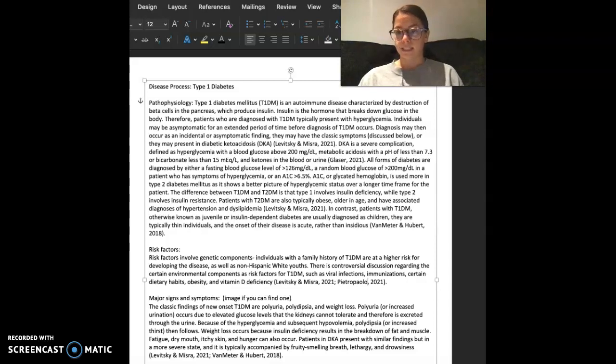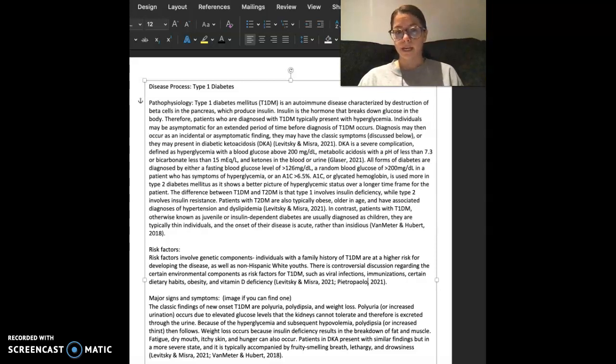They may have the classic symptoms, which I will discuss in a little bit, or they may present in diabetic ketoacidosis or DKA. DKA is a severe complication defined as hyperglycemia with a blood glucose above 200, metabolic acidosis with a pH of less than 7.3 or bicarb less than 15, and ketones in the blood or urine.